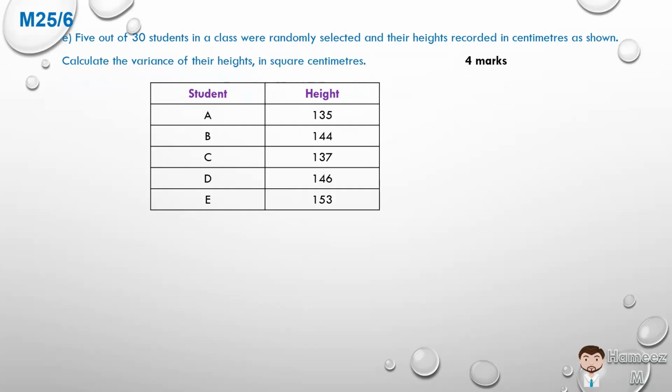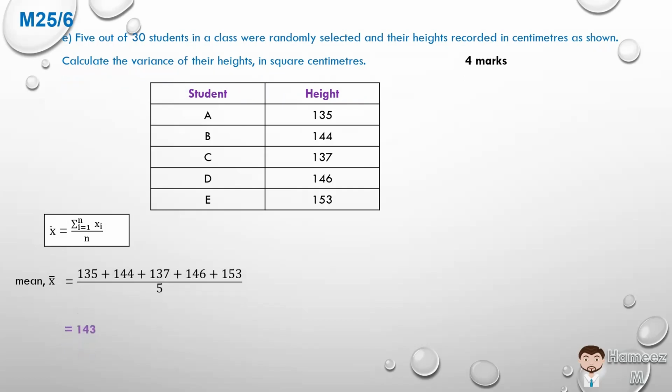So let's recall, if we have these values here, we can find the mean, x bar. X bar is the sum, sigma, of the terms from the first term to the nth term. In this case, from the first term to the fifth term. So we have to add up those 5 terms and divide by n, which in this case is 5. So it's 135 plus 144 plus 137 plus 146 plus 153 all over 5, which works out to be 143. So we know the mean.